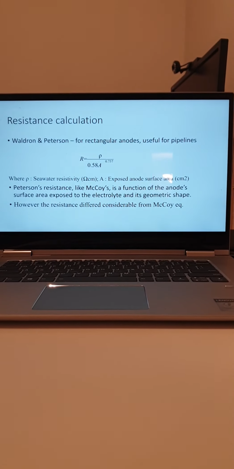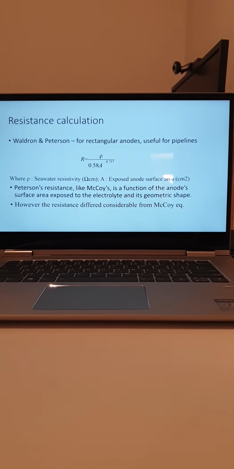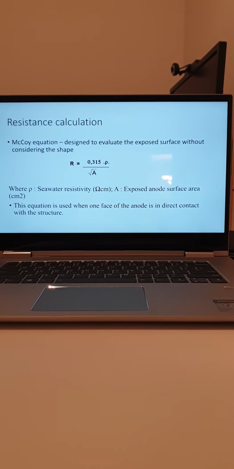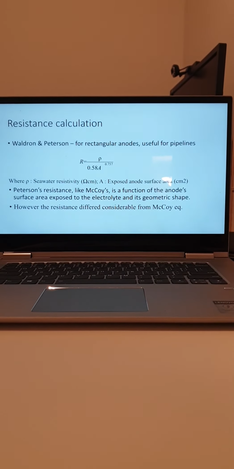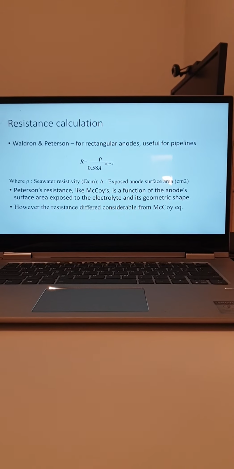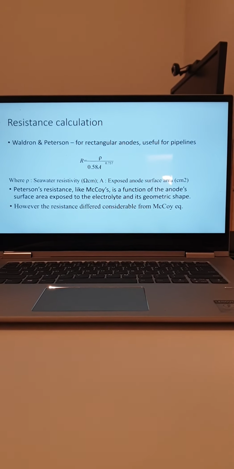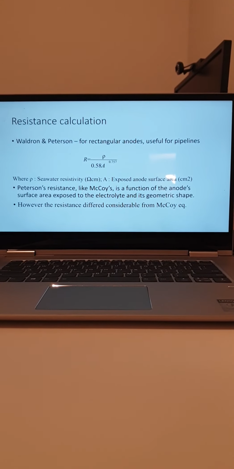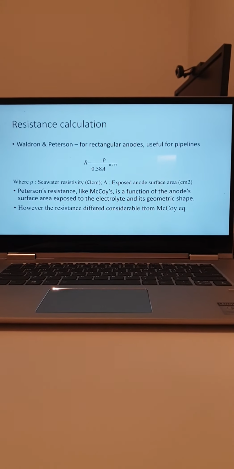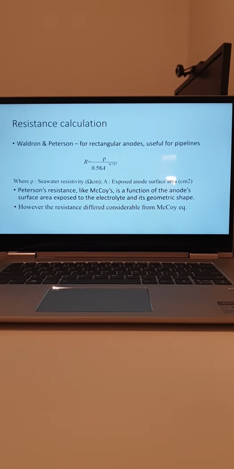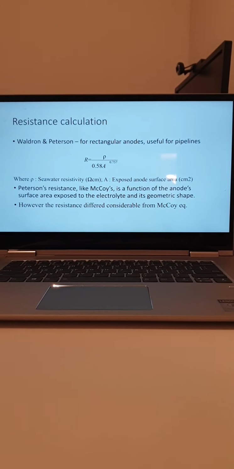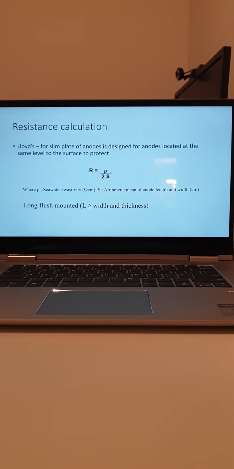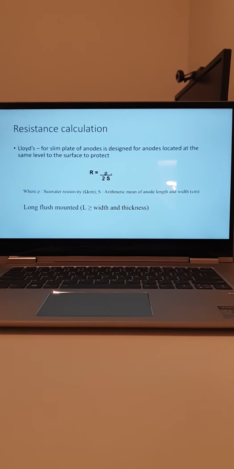So then the Waldron and Peterson equation is very similar to the Mcquer equation in terms of using the surface area and the shape to calculate. However, the resistance changed. It will be nice for you to practice and calculate that to see how the difference is between every calculation. But that's up to you.